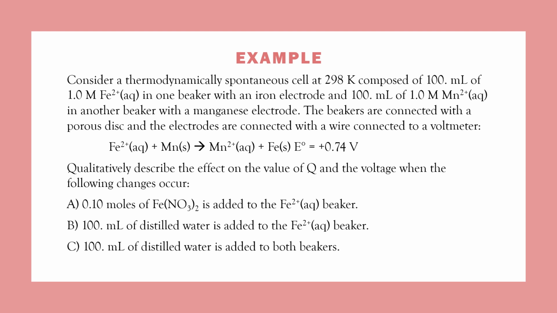Okay, so here's an example. We have a thermodynamically spontaneous cell. So that means delta G is negative and our standard cell potential is positive. I do like to annotate questions like this as I'm reading it. Now we have 100 milliliters of 1 molar iron 2 plus ions and 100 milliliters of 1 molar manganese 2 plus ions with a manganese electrode. So it's an iron manganese voltaic cell. Beakers are connected with a porous disc, so that's our salt bridge essentially, and the electrodes are connected with a wire. And we have a voltmeter measuring the voltage, no power source, which makes sense. Positive cell potential, we're good.